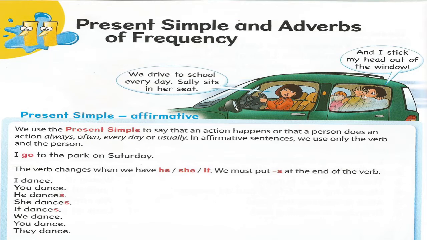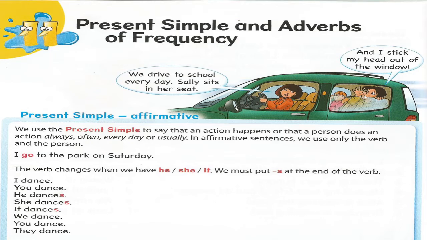The verb changes when we have he, she, or it. We must put s at the end of the verb. For example, if I use I, so I dance. You dance. If I use he, she, or it, I have to put s at the end of the verb, like he dances, she dances, it dances.